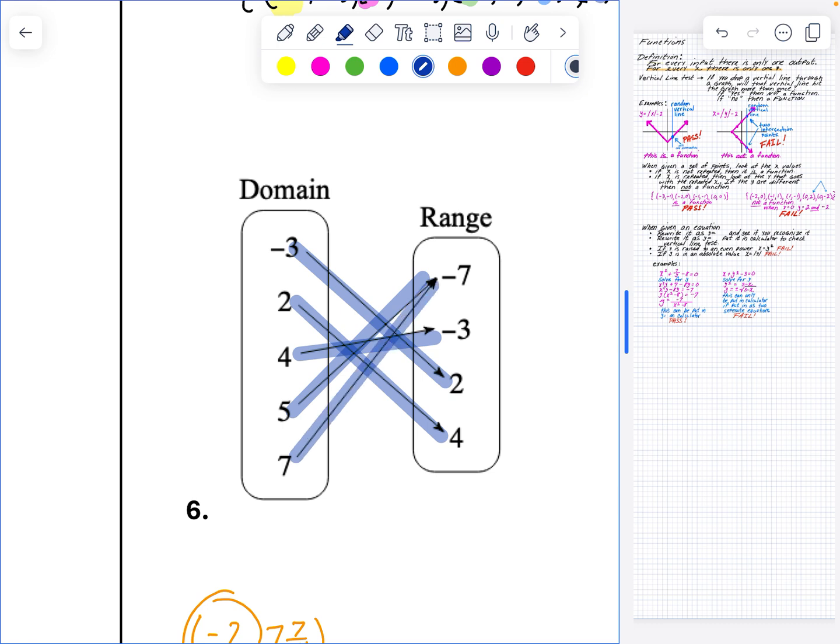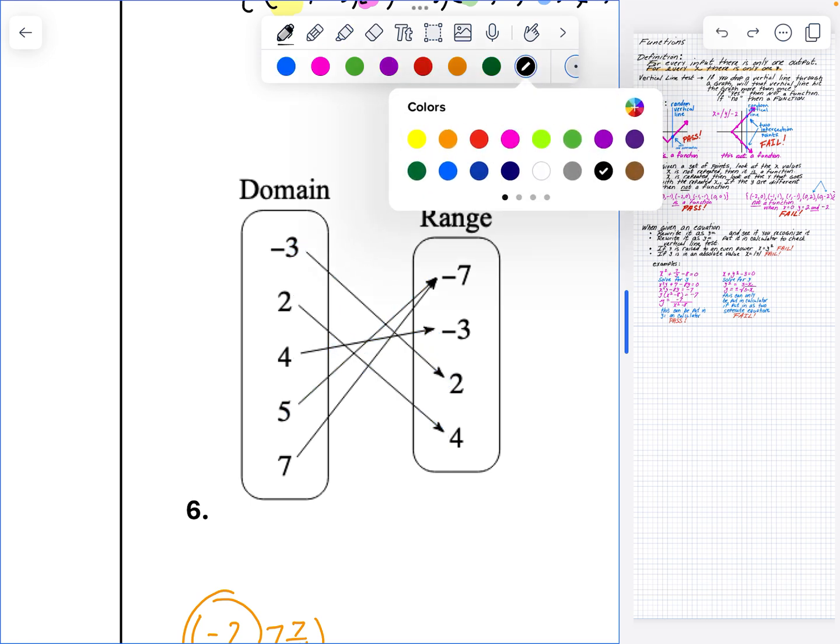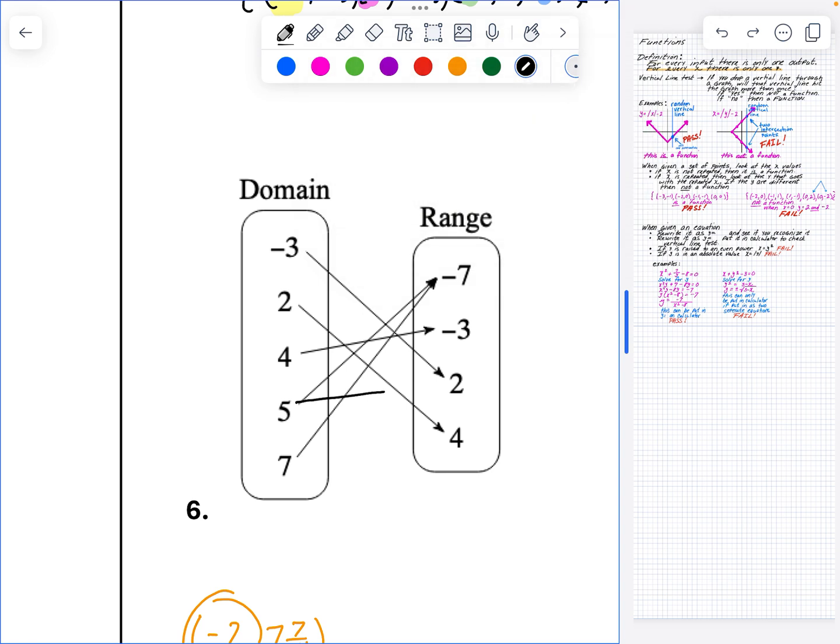If you wanted to say, well, what would it look like if it didn't? Well, that's pretty simple. If we would put another line here, if this would have had, let's say, another line coming from 5 to 2, then that would make it not a function. That would be because the number 5 is going in two directions. It's going here and it's going there. So that would be an example of when it's not a function.